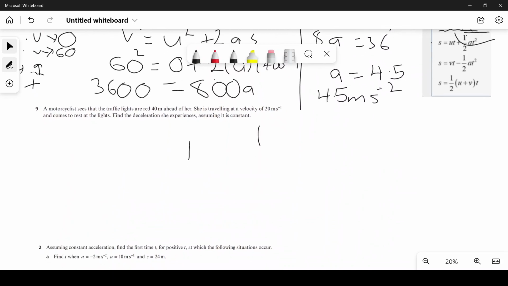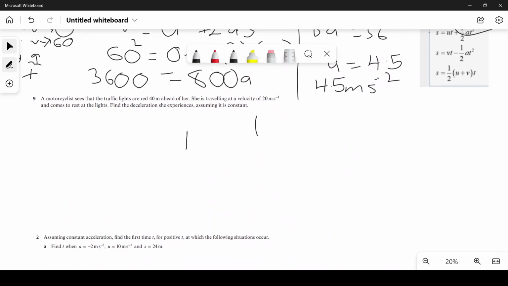Let's look at the next question, the second last question actually. A motorcyclist sees that traffic lights are red 40 meters ahead of her. She is traveling at a velocity of 20 meters per second and she comes to rest at the lights. Find the deceleration that she experiences, assuming that it is constant. So let's again write that.